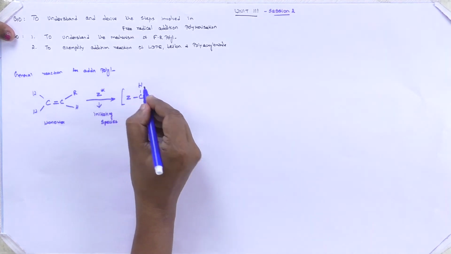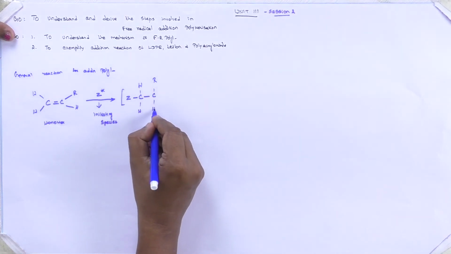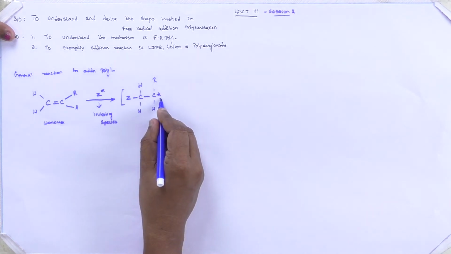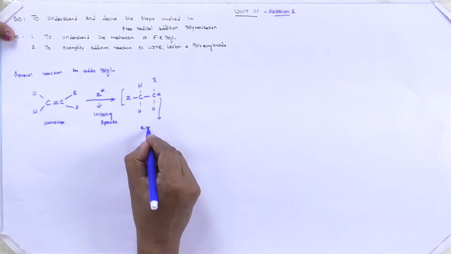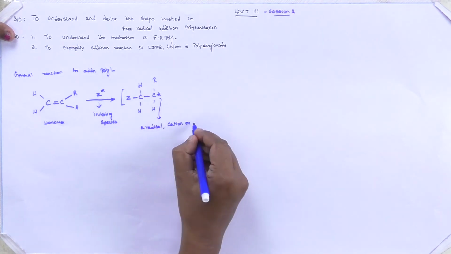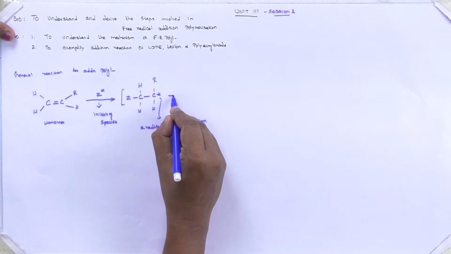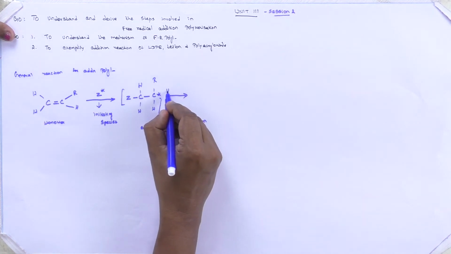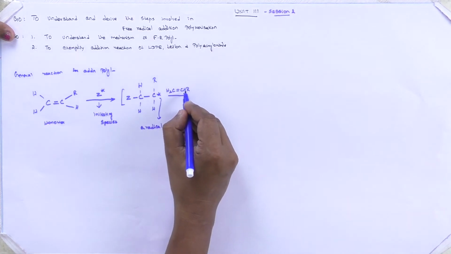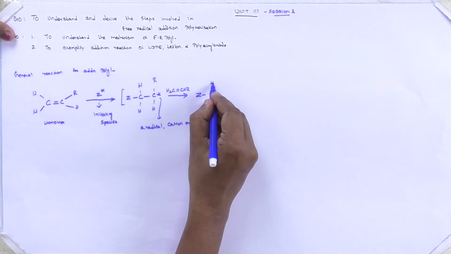The product formed will be where this may be a radical, cation or an anion. Further, there will be addition of another monomer, CH2 double bond CHR. I am writing it like this, which is again the monomer. Addition of another monomer will result in a propagating chain like this.